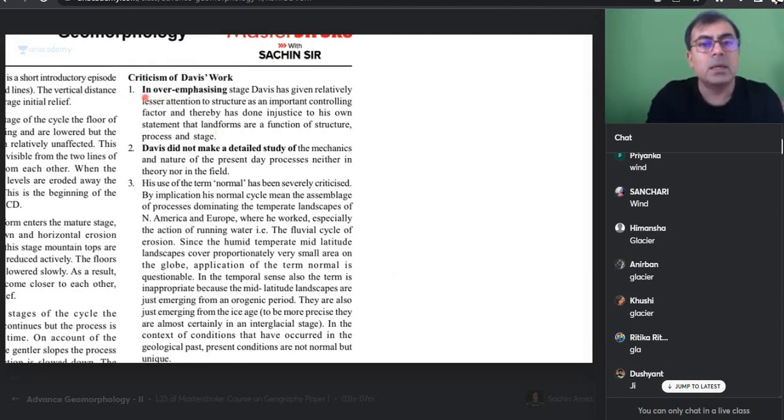Again I'll upload it. He's overemphasizing the stage. Have I talked about this? He did not make a detailed study of the mechanics of nature. He did not explain the process. He was just interested in one stage leading to another. He's deterministic. Yes. His use of the term normal is criticized.